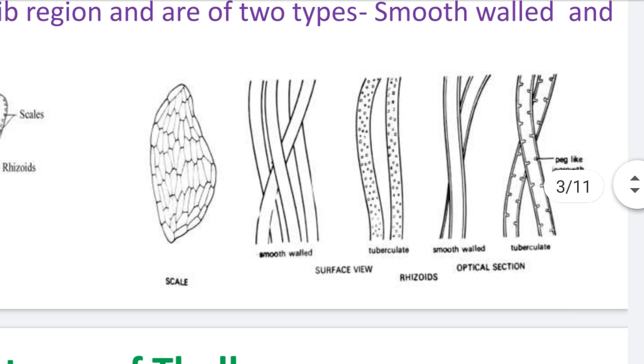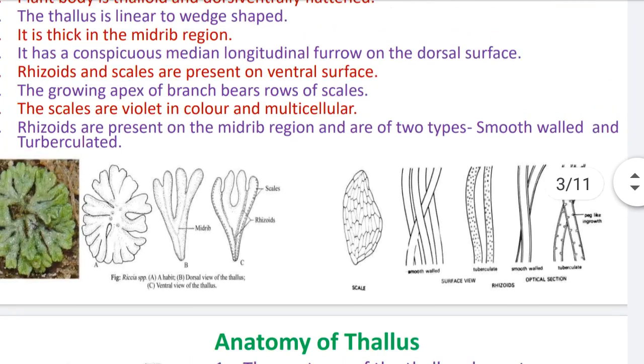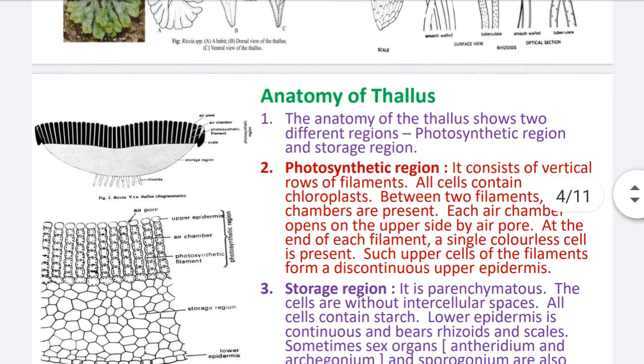Now see here the scale. The first diagram is the scale, which is a multicellular structure. The other two diagrams are smooth walled and tuberculated rhizoids, which are unicellular structures. In the first diagram the multicellular scale is there. In the second diagram smooth walled rhizoids are there, and in the third diagram tuberculated rhizoids are there. Whether rhizoids are tuberculated or smooth, the function is the same, that is absorption of water and minerals from the soil.